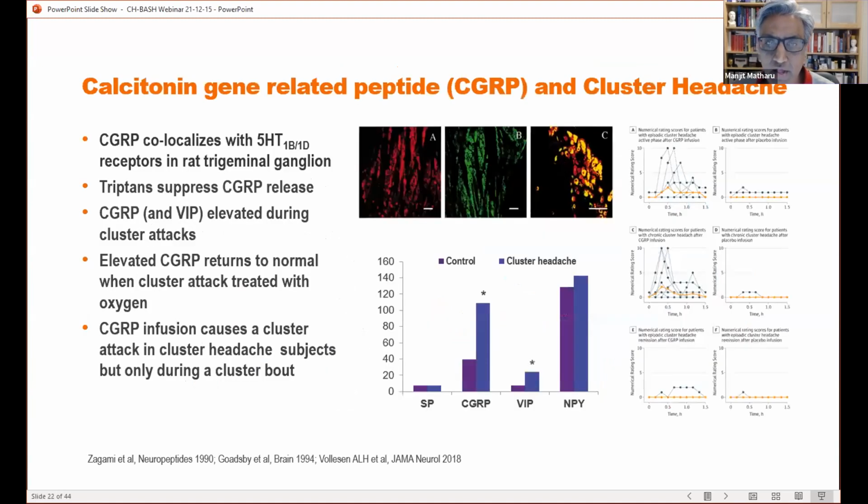The other thing that is important in the pathophysiology of cluster headache is calcitonin gene-related peptide. It co-localizes with the 5-HT1B/1D receptors. Triptans suppress CGRP release. CGRP and VIP both are elevated during cluster attacks, and the elevated CGRP levels return to normal when you treat the cluster attack with oxygen or sumatriptan for that matter. And if you infuse CGRP in a patient with cluster headaches in a bout, then you can induce an attack. It's all suggesting that CGRP must play an important role in cluster headaches. Again, I'll come back to this because there are therapies based on this that are now becoming available.